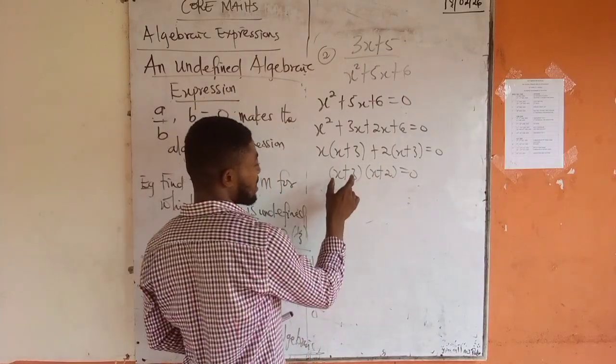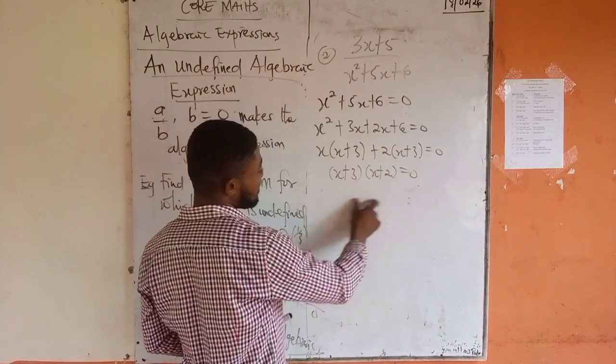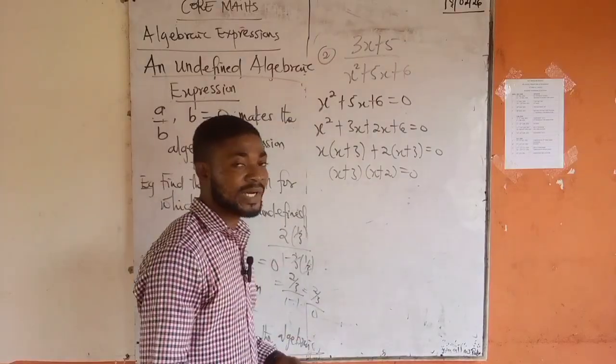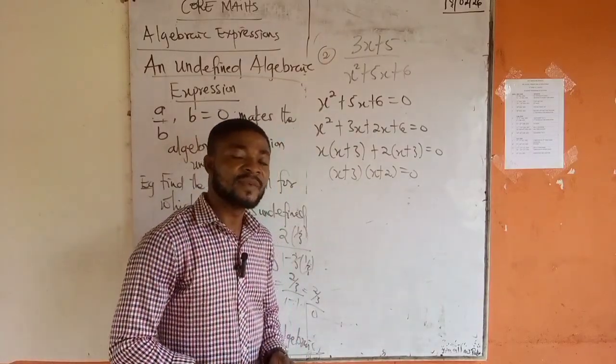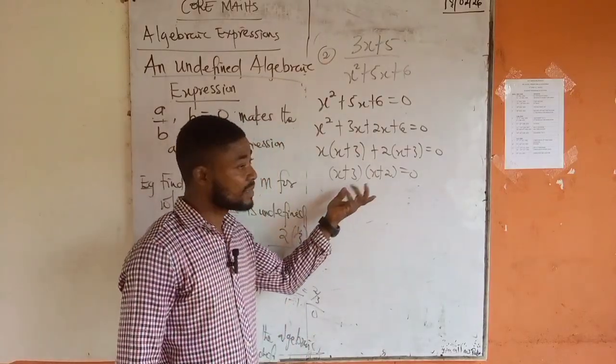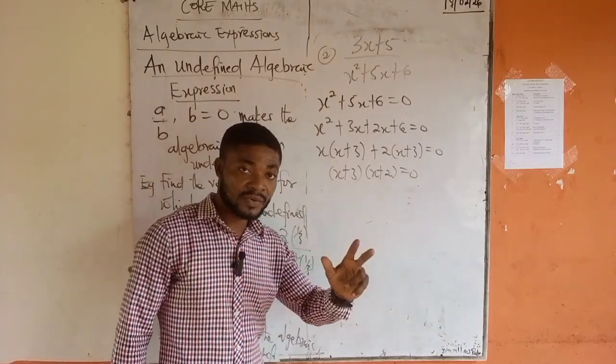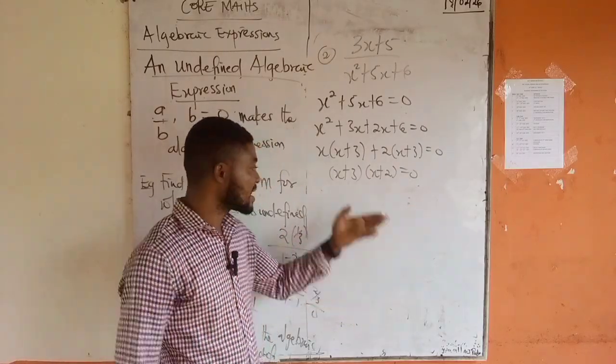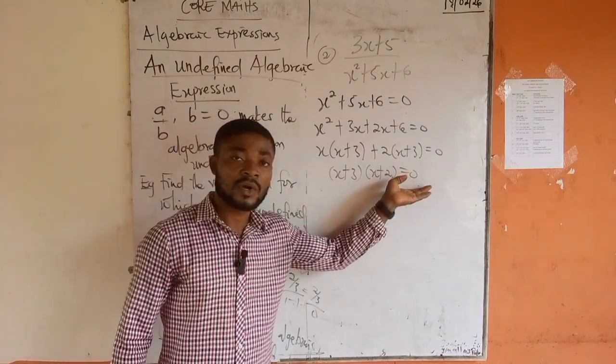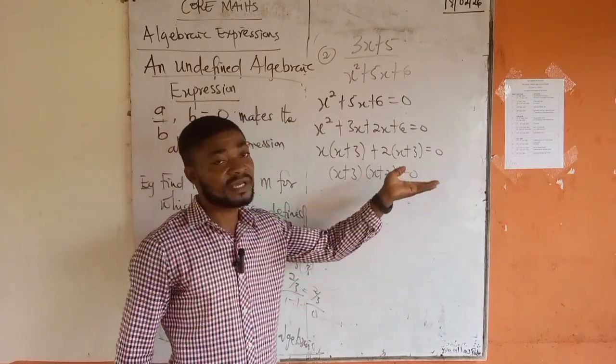It means that either this is the one given as 0, because if you are multiplying two numbers and you are getting 0, then it means that one of the numbers should be 0, because there's no way you multiply two non-zero digits and then you get 0. So one of the numbers is 0. Either the first one is the one given as 0 or the second one is the one given as 0.